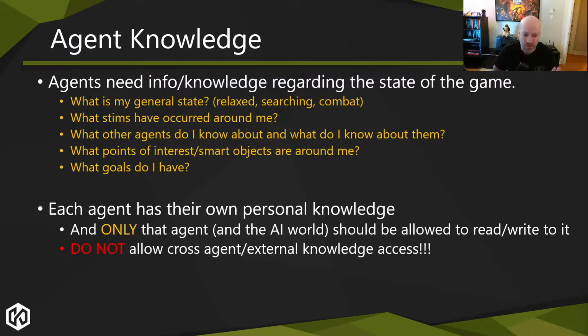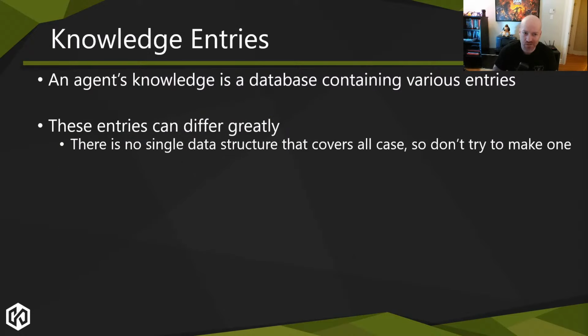So ideally, just be harsh and just restrict access. Now, as I said, it's just a database. It contains knowledge about what I know about the world. But those entries are kind of interesting. I don't think there is a single structure that can cover every use case. I've never seen one, right?